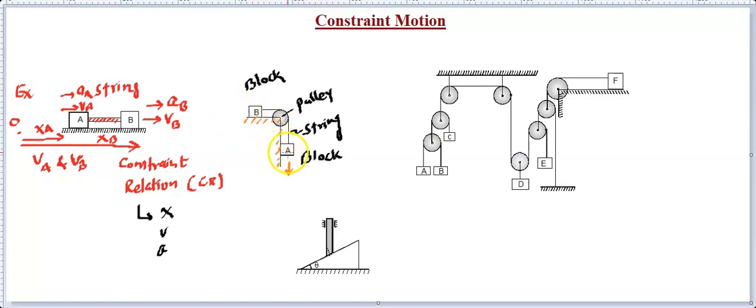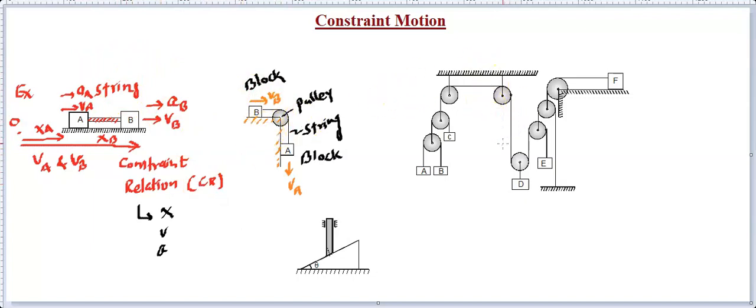Once they are connected, the motion of A and the motion of B are connected together. That means there is a constraint. So that is a situation of a constraint motion. Again, if we call it VA and VB, and find a relation between A and B, then this relation will be known as constraint relation. Understood?